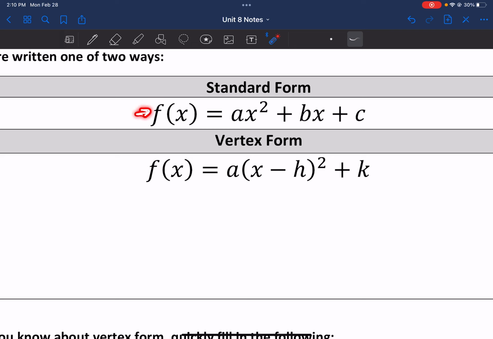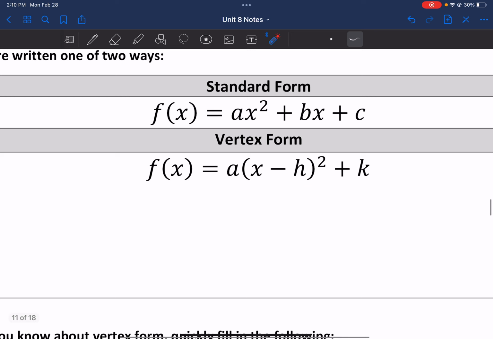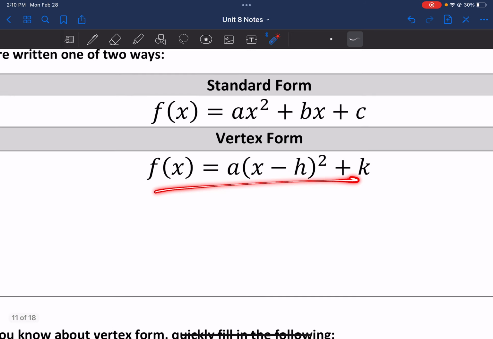Okay, so remember this is standard form for a quadratic right here, where you have ax squared plus bx plus c. Now, they both will give us that U-shaped graph, but one of them is called vertex form because with this form I don't even have to do any work, and I can already get my vertex. I can get that point, that x comma y, and I'll show you how in a minute.